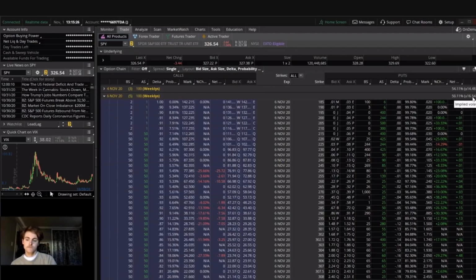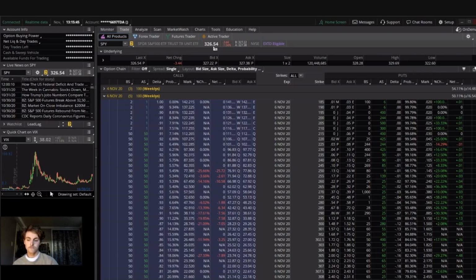This is your implied volatility of 50.11%. Now, if you multiply the opening price on Monday, which is probably not going to be 326.54, it might be a little higher, it might be a little lower, we'll just use 326.50 for example.